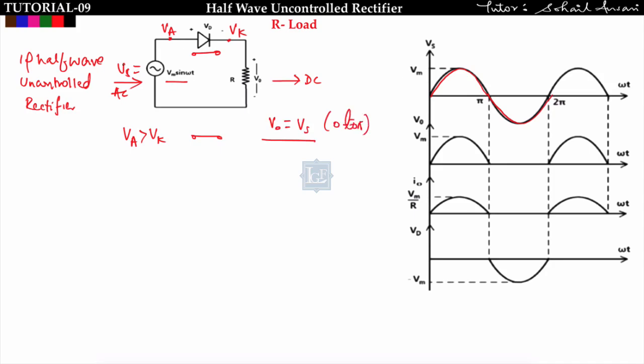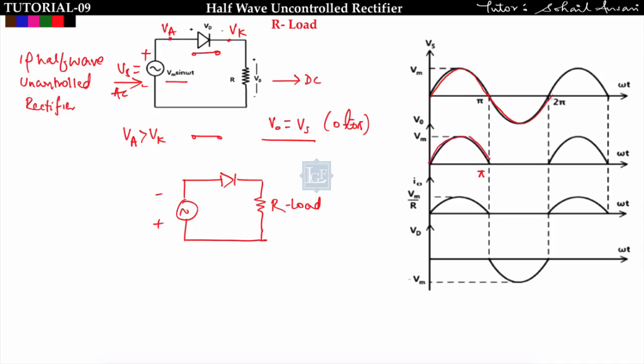Now when the supply voltage gets reversed, the supply voltage will be somehow like this: this will be plus and this will be minus, and the diode is connected with R load. Initially, when the supply was from plus to minus, the diode is shorted and the output voltage follows the input voltage from 0 to pi.